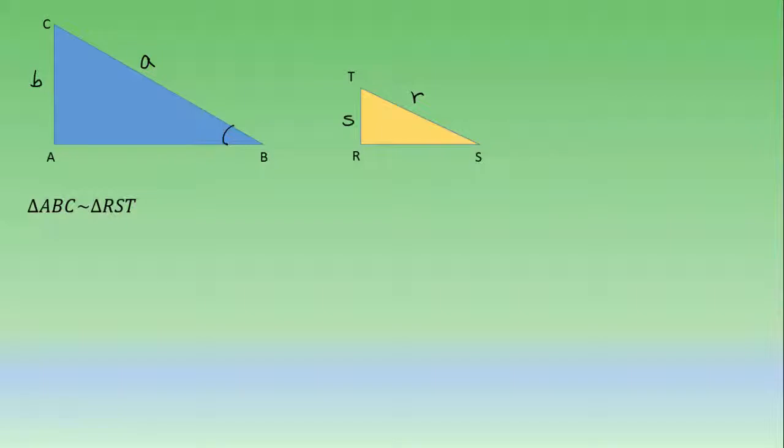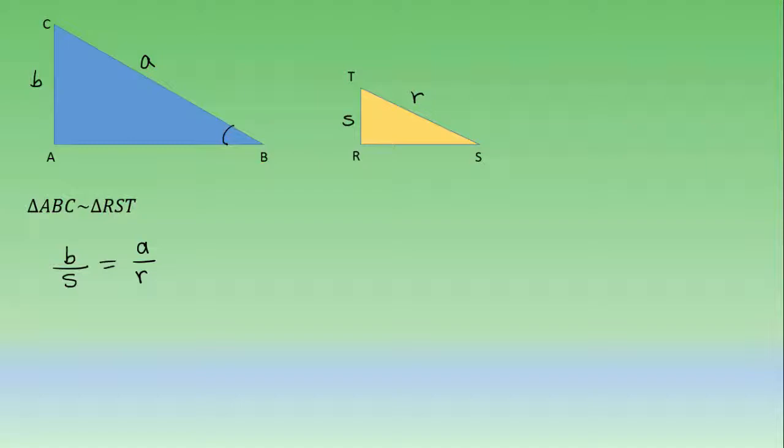So because the sides are proportional, you could say that the side b is to the side s, which corresponds over in that yellow triangle. B is to s as a is to r. And these two fractions would be equal to each other. And if one piece was missing, you could solve for that. But that's not the only way you could set this up.